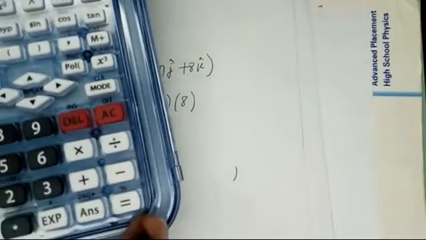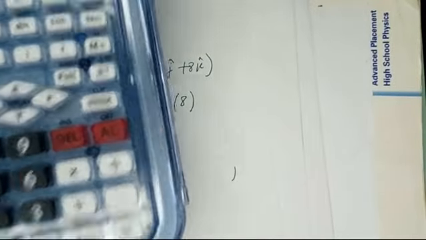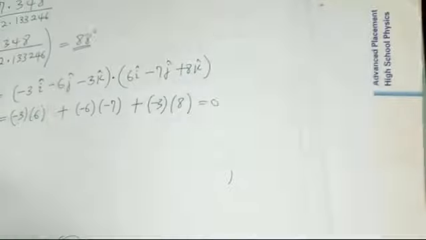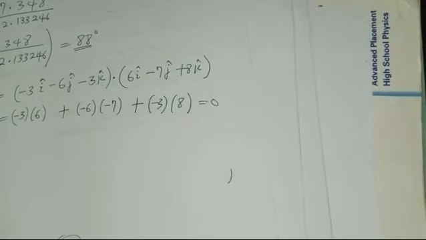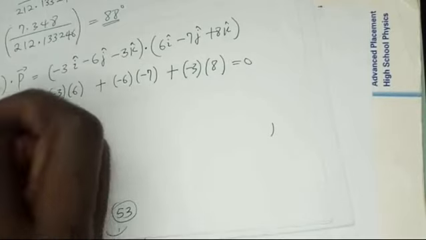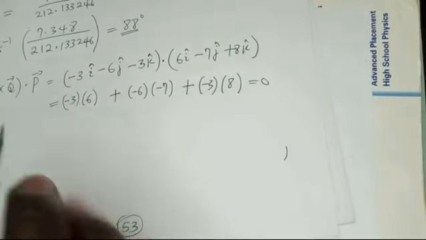Okay, look at it. I am going to press the equality sign now. I press it. Look, it's 0. So this is equal to 0. This means they are perpendicular. Okay, so we have to check for the other one.